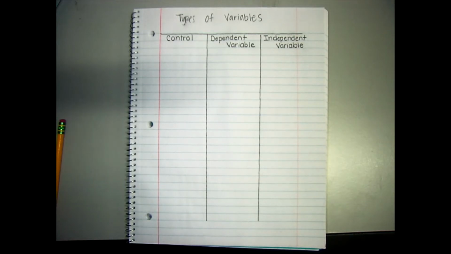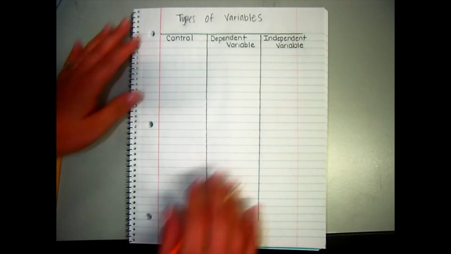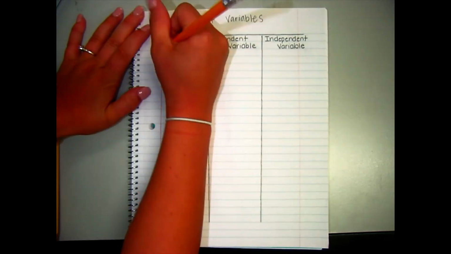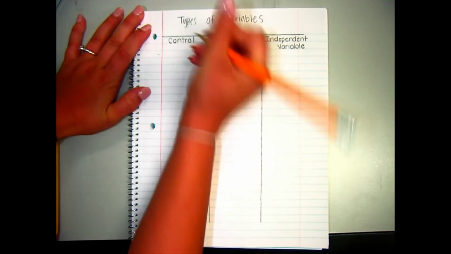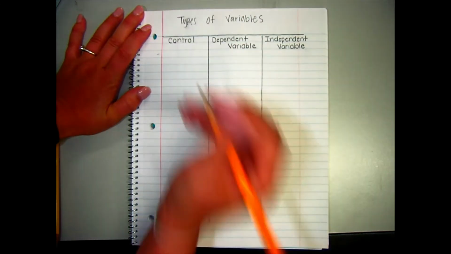Hi guys. So the first variable that we're going to go over is the control variable. The control variable is the variable that allows us as scientists to get reliable results, and that's because the control variable is the thing in the experiment that is unchanged and constant. So we're going to write that. Make sure you're copying this down in your notebook as well.